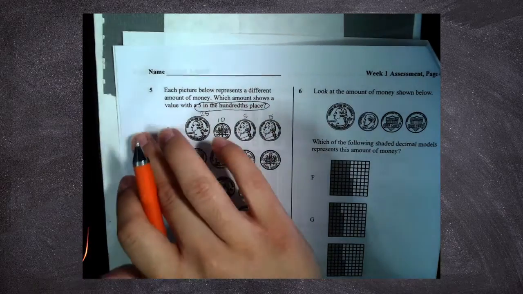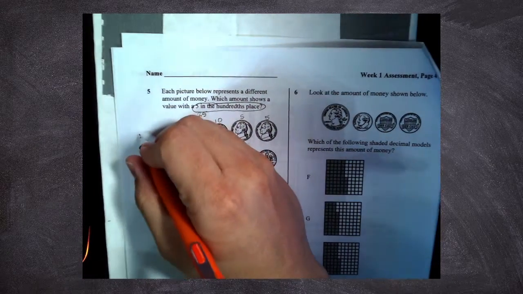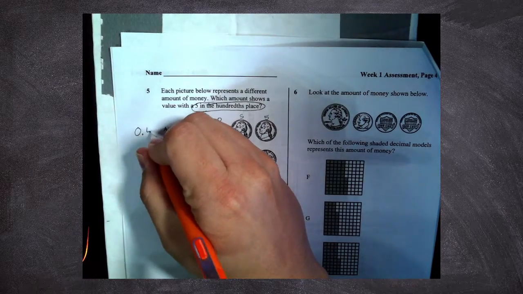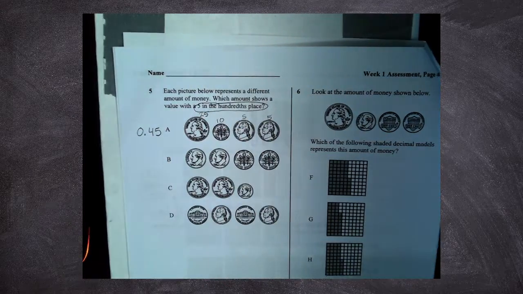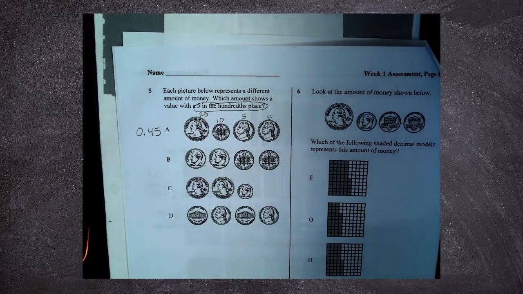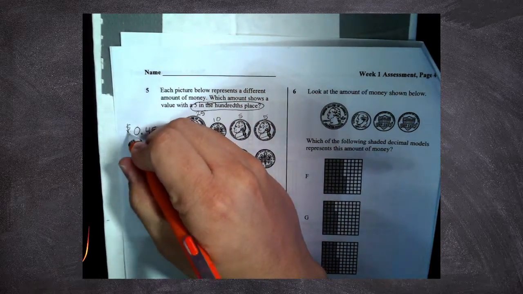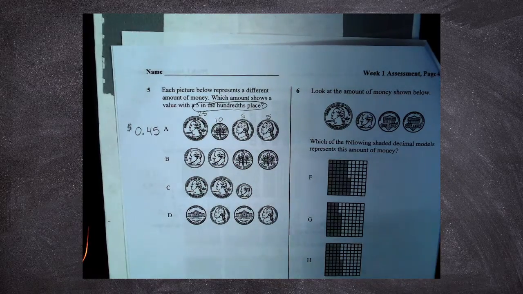So I'm going to write that off to the side of answer choice A. 45 cents. I can go ahead and put the dollar sign because we are talking about money. 45 cents.